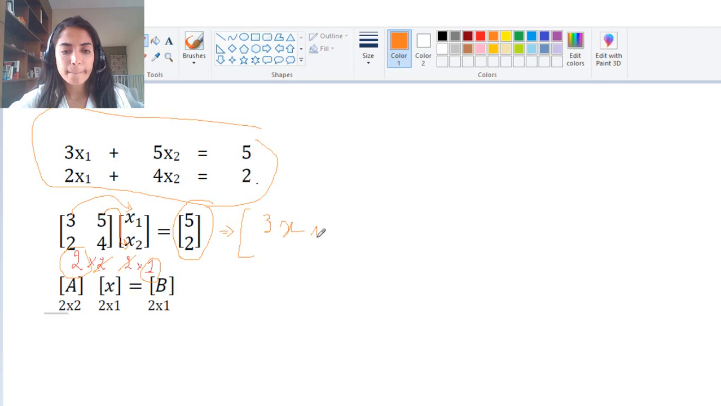3x1 plus 5x2, and then the second row first term, which is the only term, is 2x1 plus 4x2. And I know that this multiplication should give me the constant matrix, which is what? 5, 2.